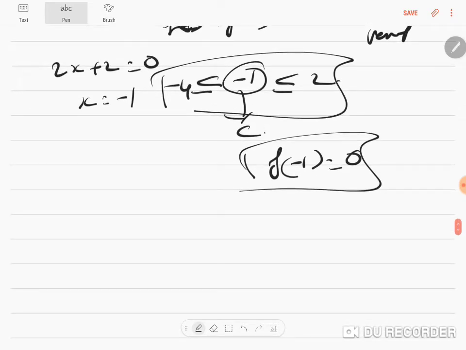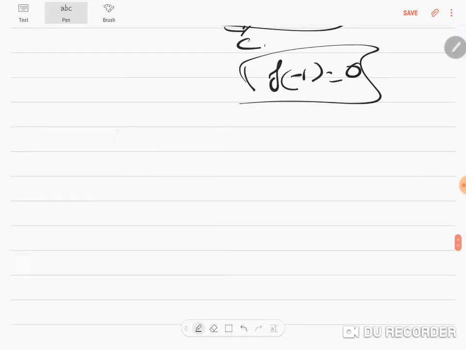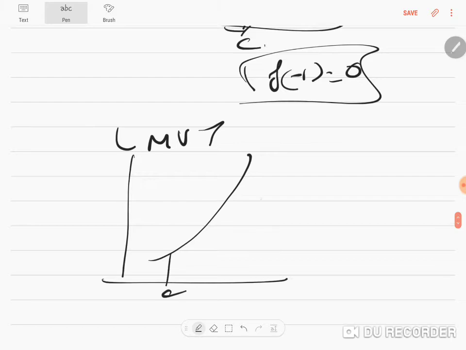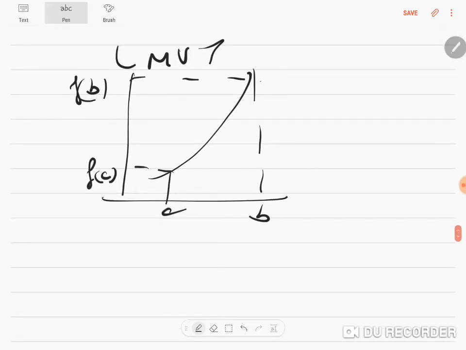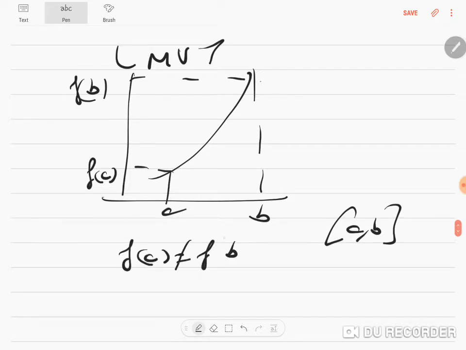Now then, what is Lagrange's mean value theorem? It's like this, where this is A and this is B. This will be f of A and this will be f of B. And from the graph, you know it's continuous from A to B. The function is continuous on the closed interval from A to B. F of A is not equal to f of B is when you can verify Lagrange's mean value theorem, which states that it is differentiable at every point.